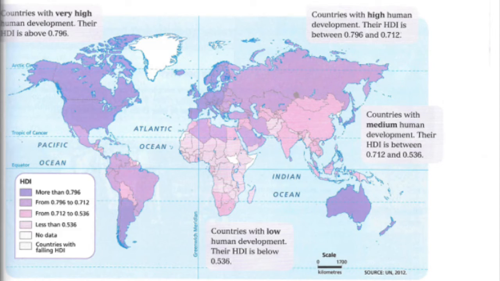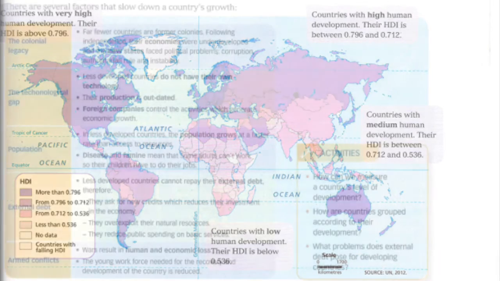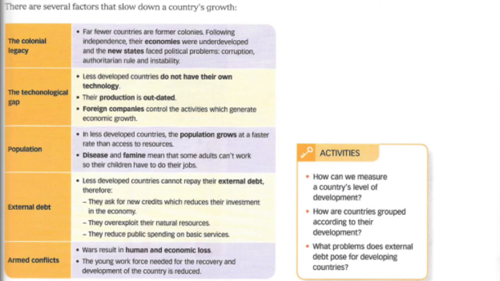0.712. Countries with medium human development, their HDI is between 0.712 and 0.536. Countries with low human development, their HDI is below 0.536. Below the map, we have the causes of economic underdevelopment.